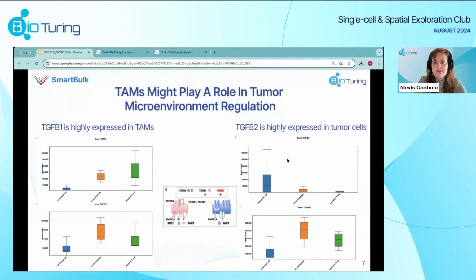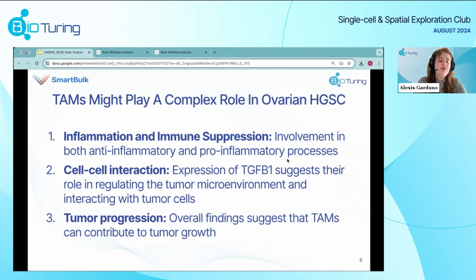Okay. So to summarize the main results from the ANOVA, what we found is the key roles of these TAMs and how they play a role in these ovarian HGSC patients. One of the main aims is that we discuss that TAMs can play a complex role in ovarian cancer, and they can influence tumor progression in several different ways. One of the main ways is inflammation and immune suppression. This would be where the TAMs can regulate the tumor microenvironment and interact with other tumor cells.